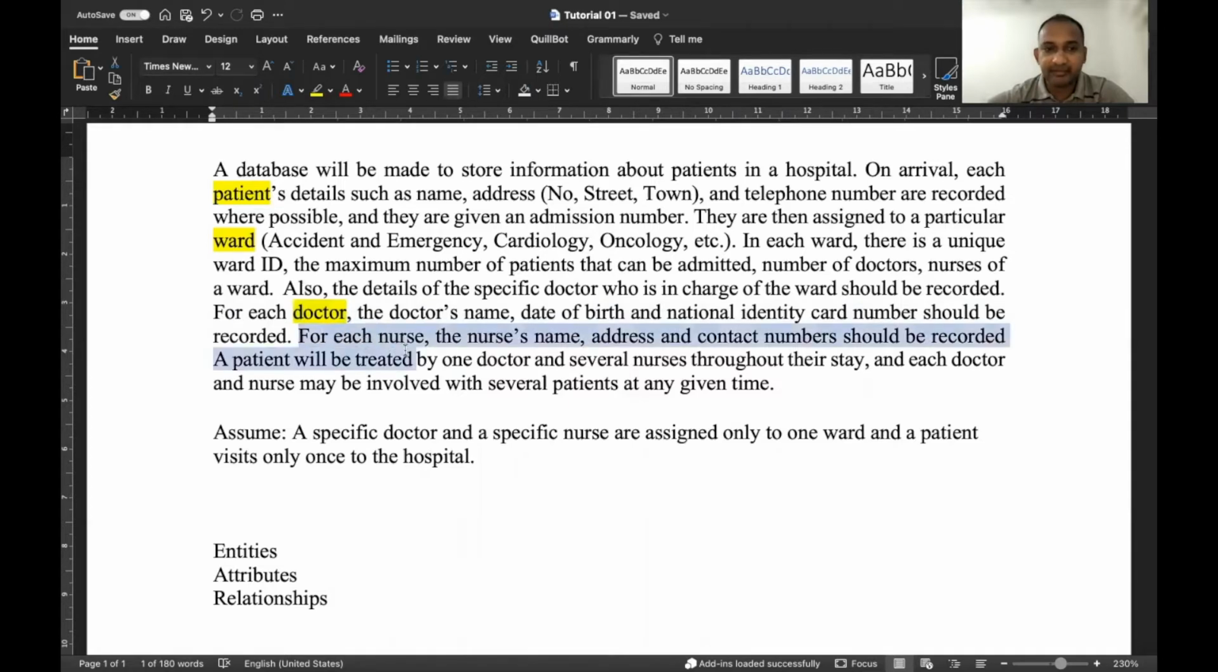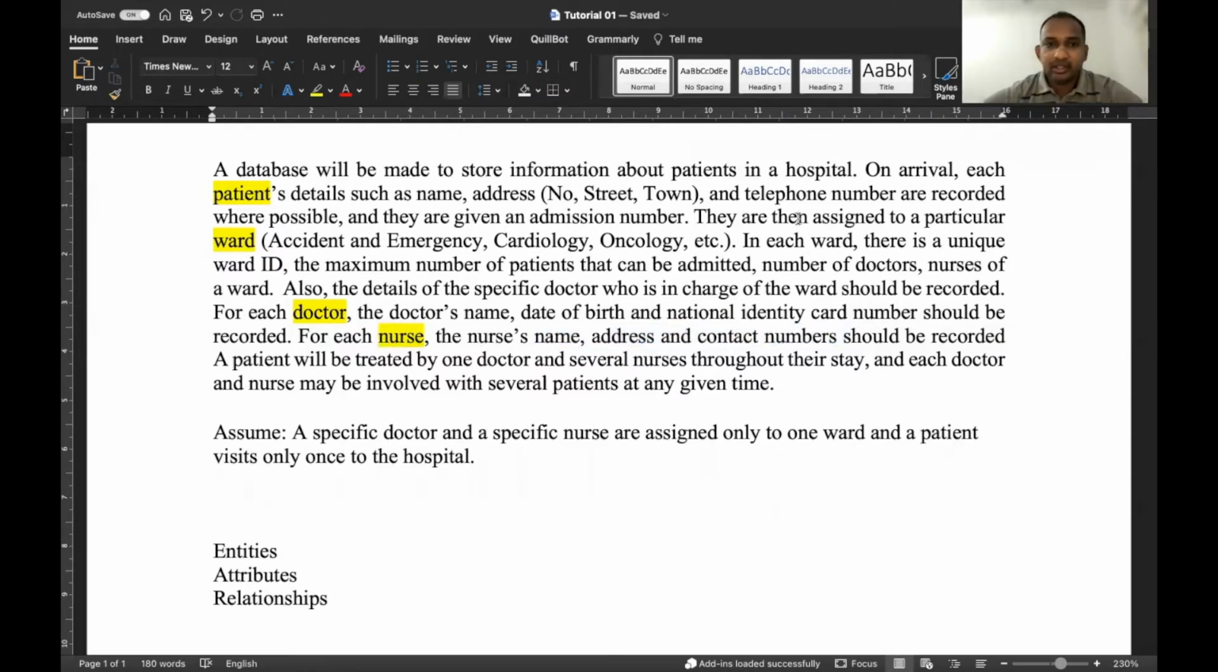And there is another one available. For each nurse, the nurse name, address, contact numbers should be recorded. So you have to identify the nurse name, address, and the contact number. So you can identify this nurse is another entity in this ER diagram, this scenario. For a particular nurse, you have to save the nurse name and the address of the nurse and their contact numbers. Therefore you can identify nurse is an entity, and name, address, contact numbers are attributes of the nurse entity.